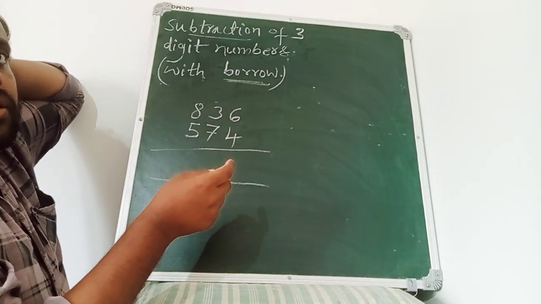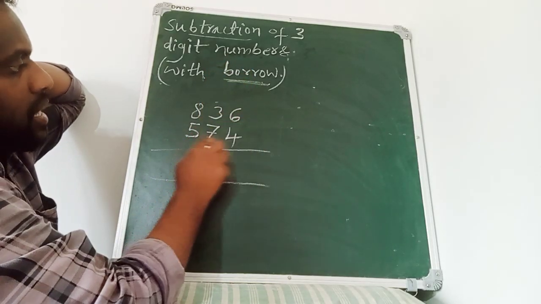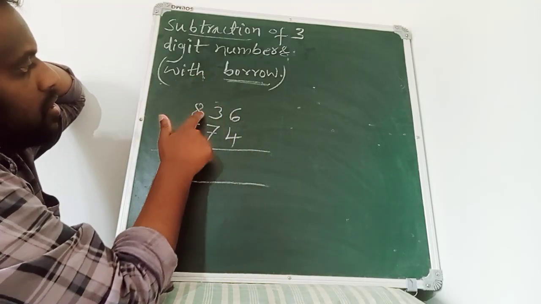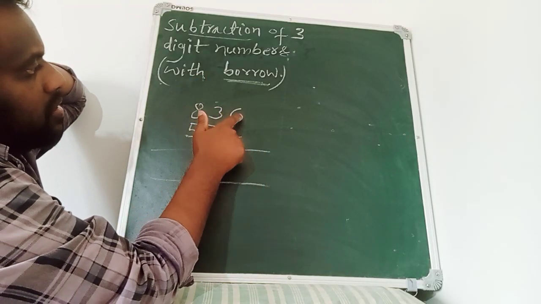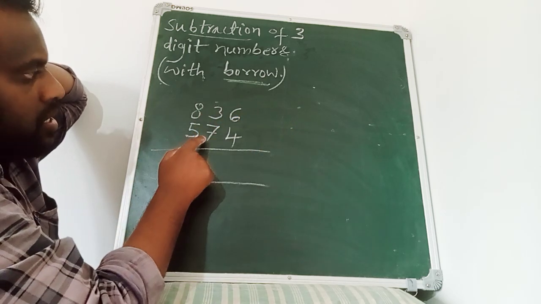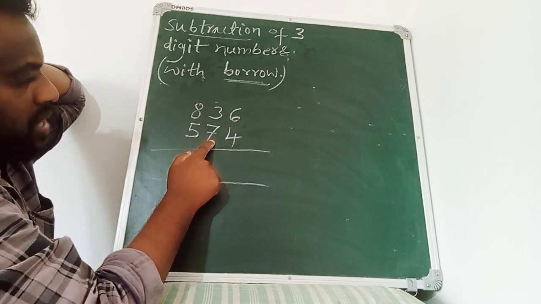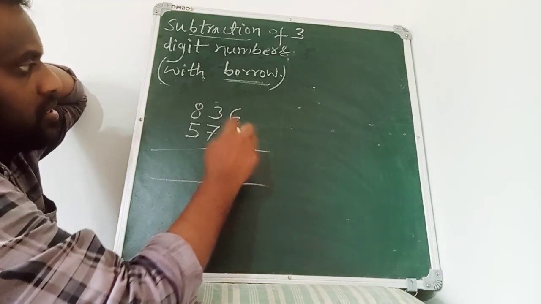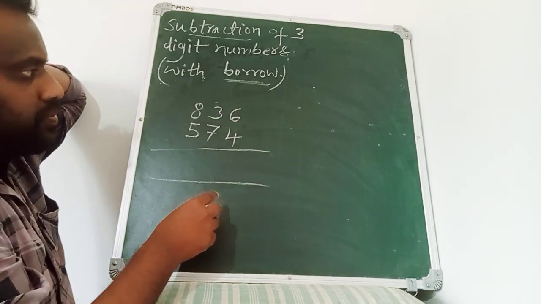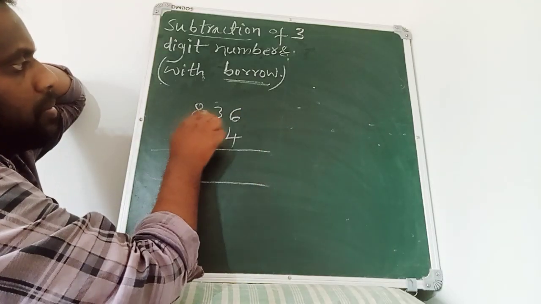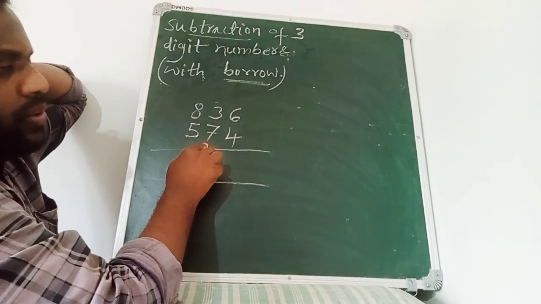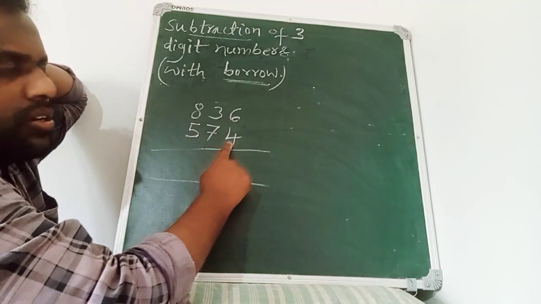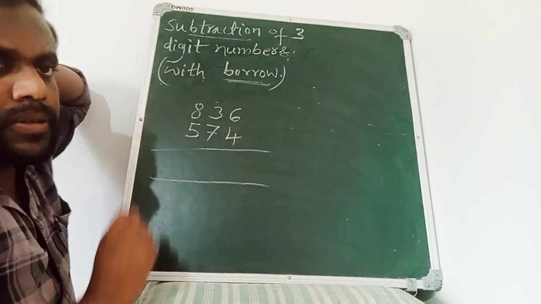See, this is one number, this is another number. There are three digits. So consider this number: first digit, second digit, third digit, three digit numbers. Even this is also first digit, second digit, third digit. So three digit numbers, this and this. So we are going to subtract. This is the top number, this is the bottom number. We are going to subtract this bottom number 574 from this top number 836.